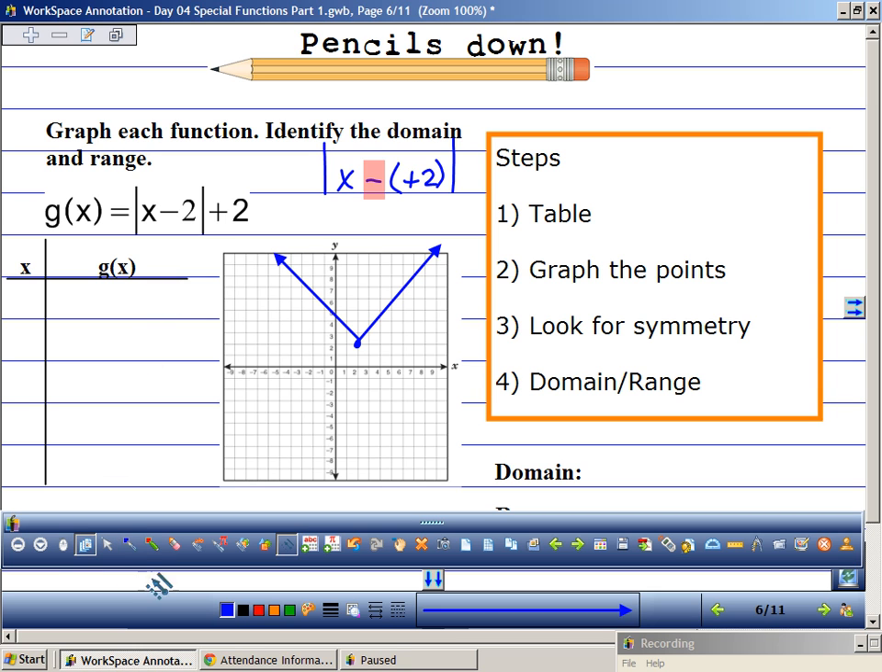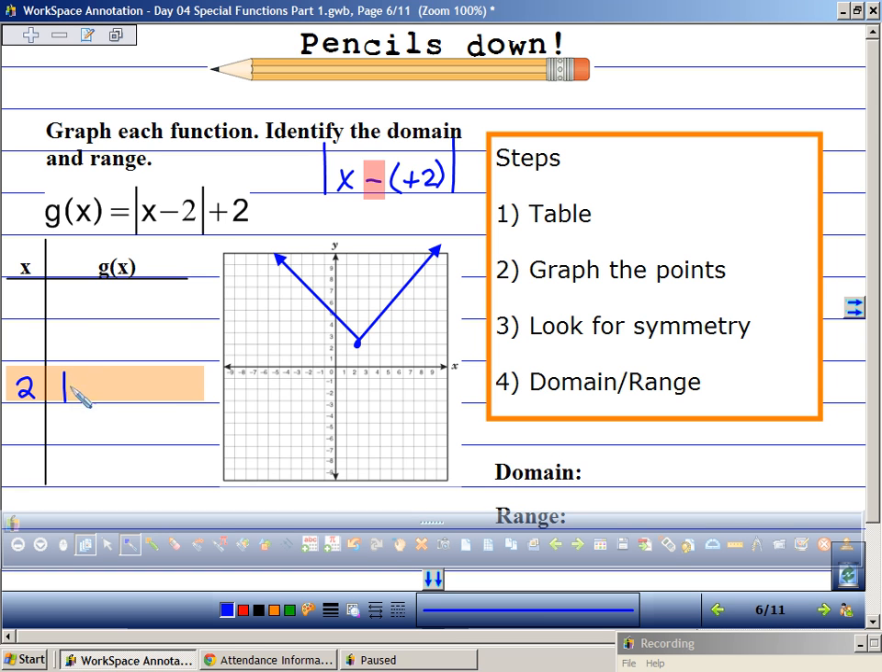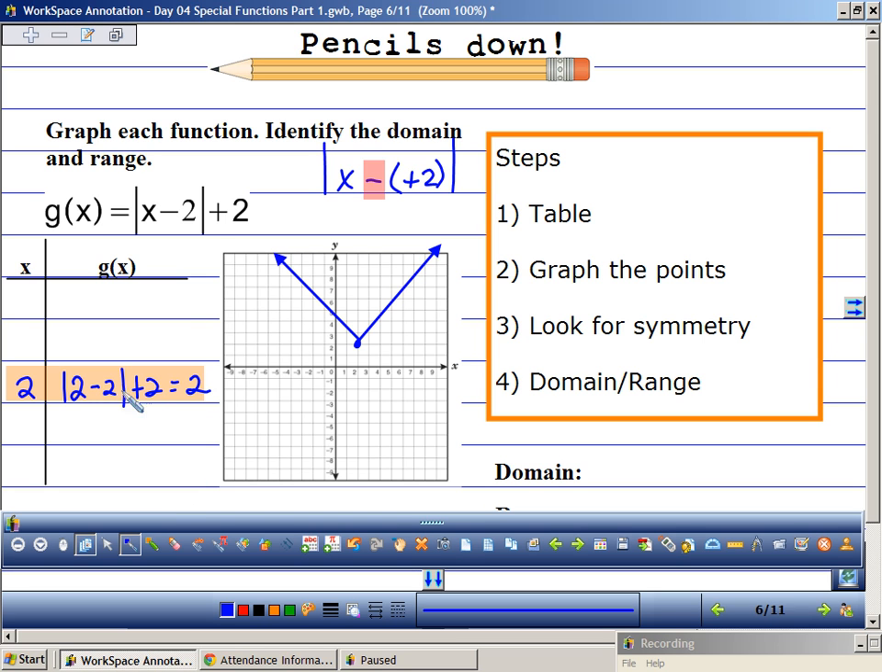All right? So we'll do the dirty work. So where am I going to start? What's my middle going to be? My vertex. It's going to be 2, 2. Who believes me? You can see it right there, right? So if I put in 2 minus 2 plus 2, aren't I going to get 0 plus 2? I'm going to get 2. 2, 2.